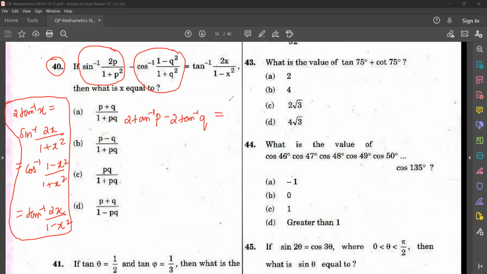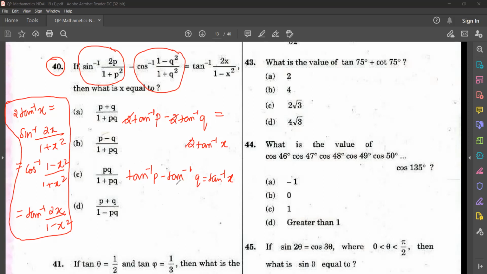Now tan inverse 2x by 1 minus x square, how would you write it? Can you write it as 2 tan inverse x? So what do we get? 2 tan inverse p minus 2 tan inverse q is equal to 2 tan inverse x. So take 2 common from everything and cancel all these 2. What you get? Tan inverse p minus tan inverse q is equal to tan inverse x, isn't it?